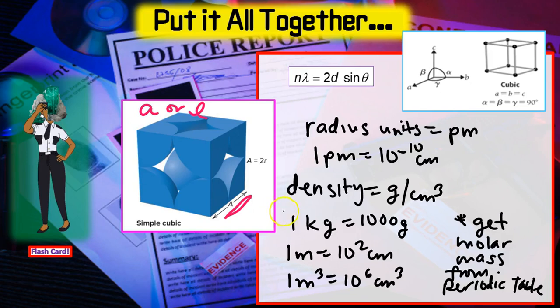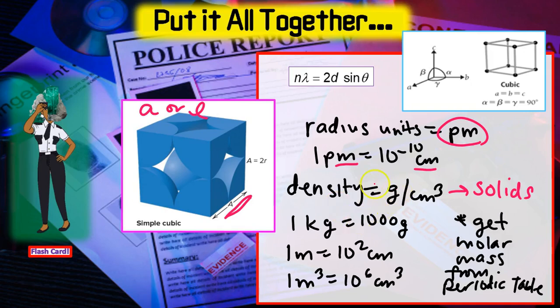So there's going to be a lot of different units that you start seeing when you're doing work with edge length. So for example, the radius is going to be in picometers. And normally you're going to have to convert between picometers and centimeters. So 1 picometer is 10 to the negative 10 centimeters. You also have density, which is grams per centimeter cubed, because we are looking at density of solids. Normally in lab, we see grams per milliliter because we're looking at densities of liquids. So with solids, we have to use centimeter cubed.